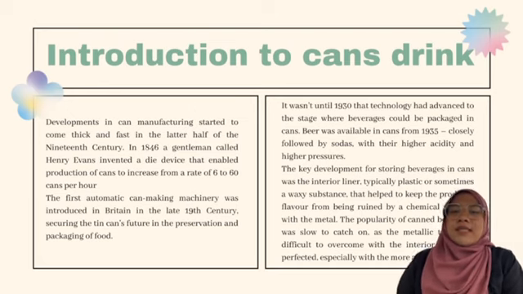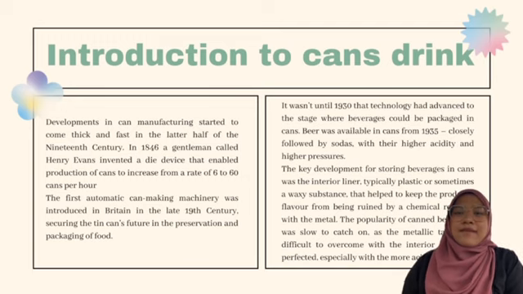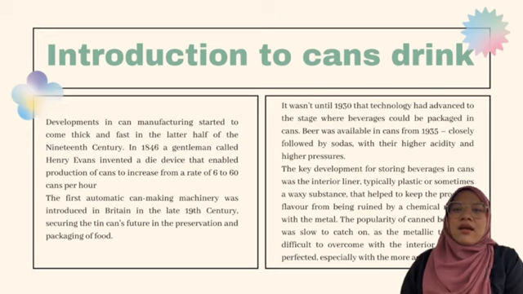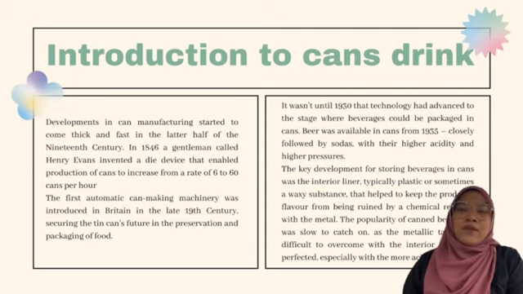It wasn't until 1930 that technology had advanced to the stage where beverages could be packaged in cans. Beer was available in cans from 1935, closely followed by sodas, with the higher acidity and higher pressures. The key development for storing beverages in cans was the interior liner, typically plastic or sometimes a waxy substance, that helped to keep the product's flavor from being ruined by a chemical reaction with the metal.